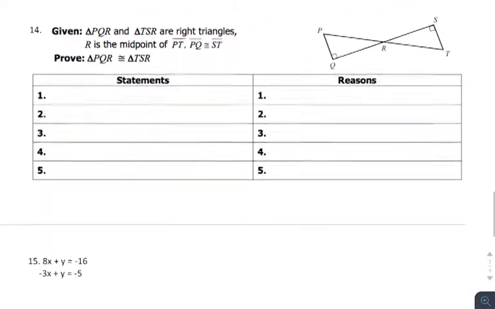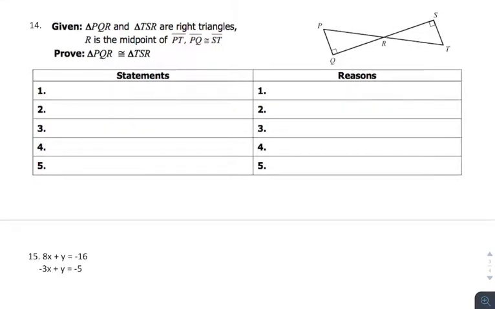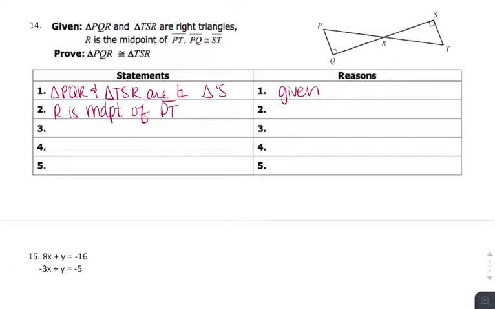All right, let's look at number 14. Number 14 says PQR and TSR are right triangles. So PQR and triangle TSR are right triangles. That is given. Okay. Then it says R is the midpoint of PT, which is given. So if R is the midpoint of PT, we know that this part is equal to that part. And then it says that PQ is congruent to ST. So PQ is congruent to ST, and that's given.